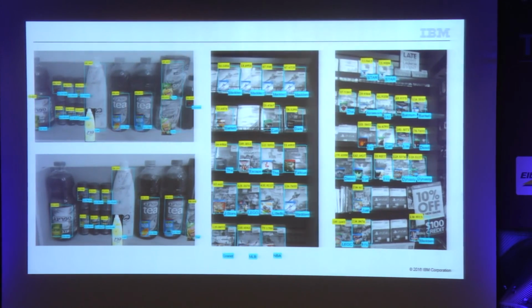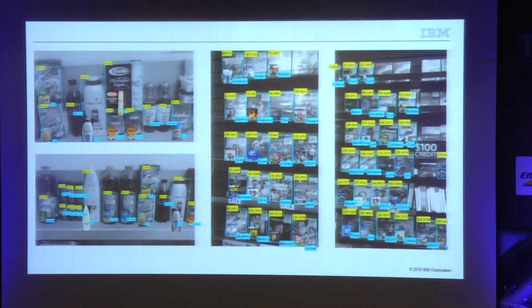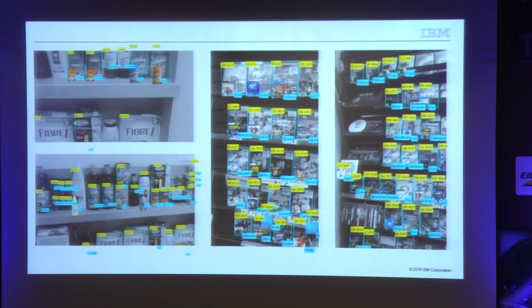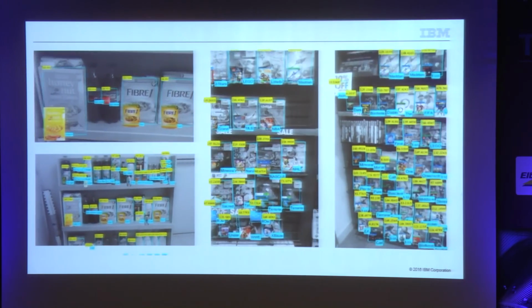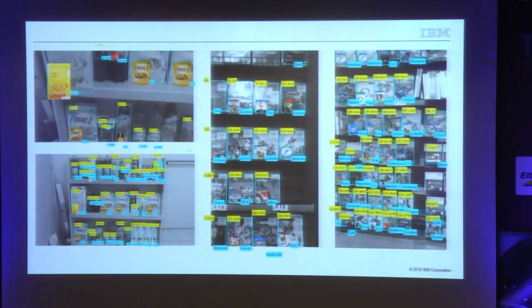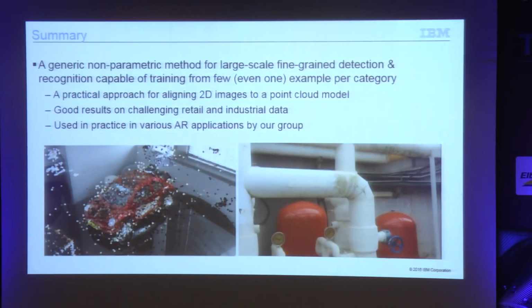Here you see some more examples of the retail product recognition. On the right, you see it applied on the dataset of 4,000 game videos from GameStop retail stores. A lot of videos. This is one of the lines in the benchmark we saw before.